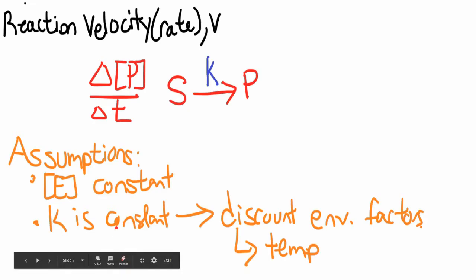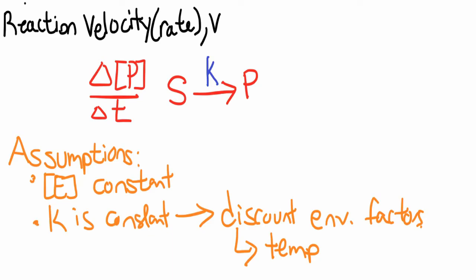Second thing is that we need to assume that K is constant, and K is affected by a lot of environmental factors such as temperature and pressure. So we need to assume that there's no change in these environmental factors that would cause K to change.